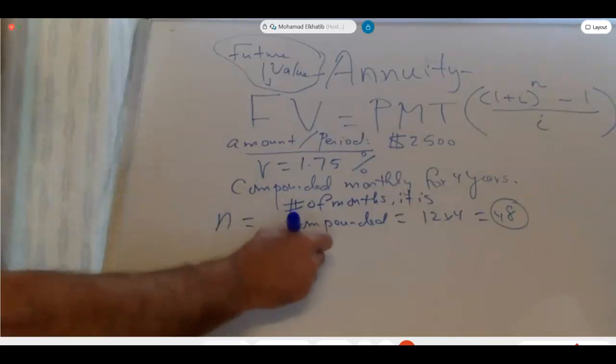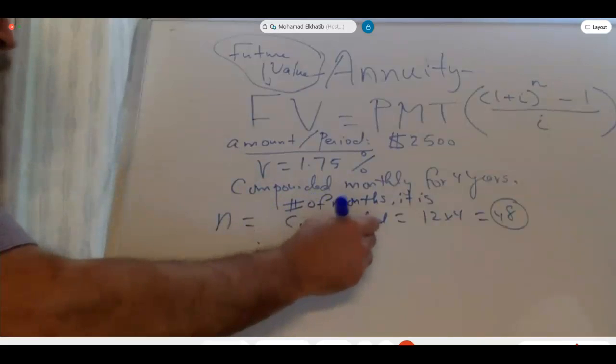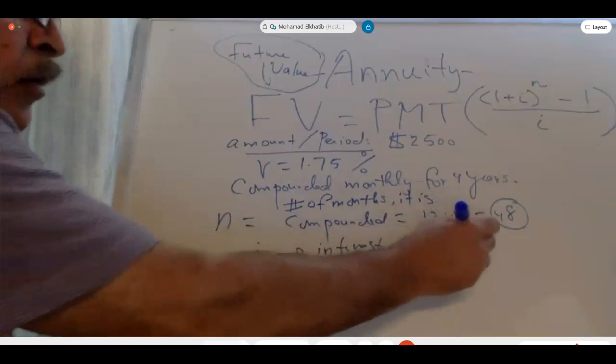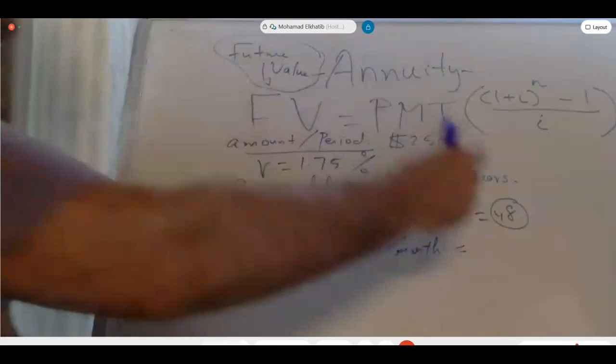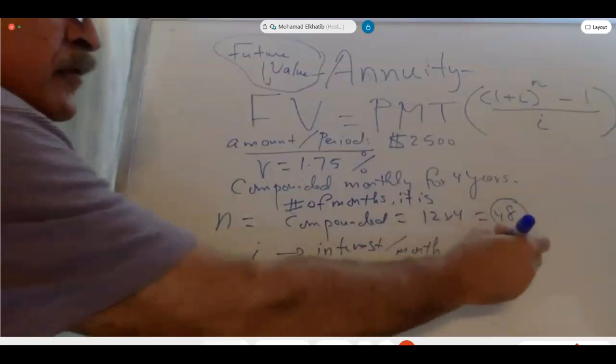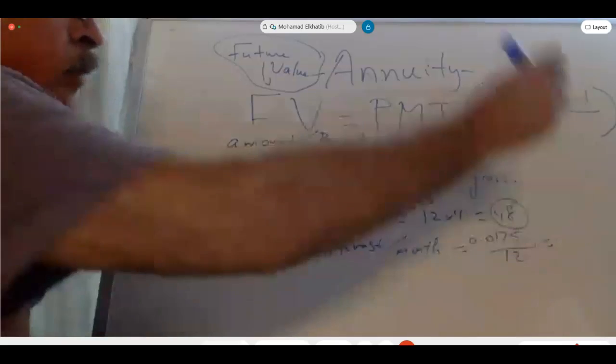Then I is the interest rate per month, sorry, not per year. What is the interest rate? 1.75%, which is 0.0175, right? But that's for the year. To make it months, you divide it by 12.